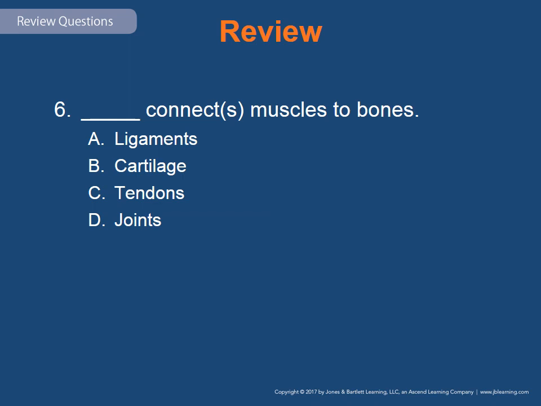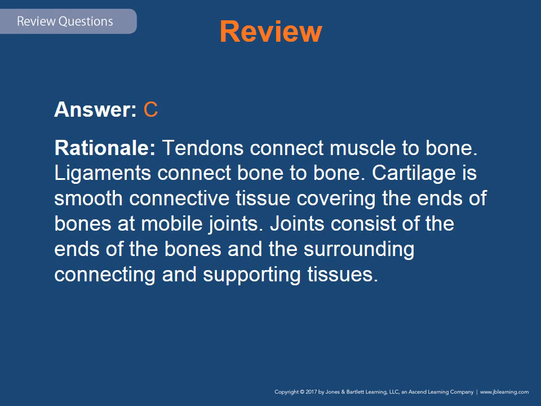Blank connects muscles to bones. Ligaments, cartilage, tendons, or joints. Tendons connect muscle to bones. Ligaments connect bone to bone. Cartilage is smooth connective tissue covering the ends of bones at mobile joints. Joints consist of the ends of the bones and the surrounding connecting and supporting tissues.